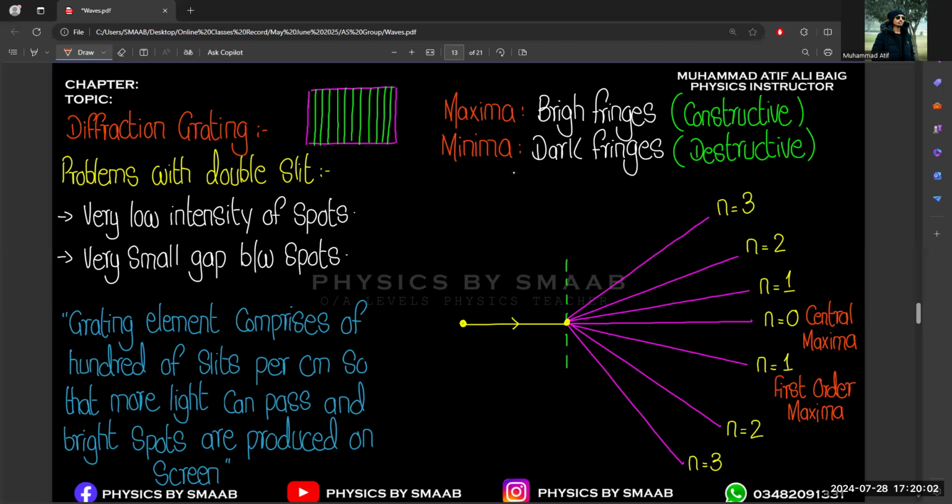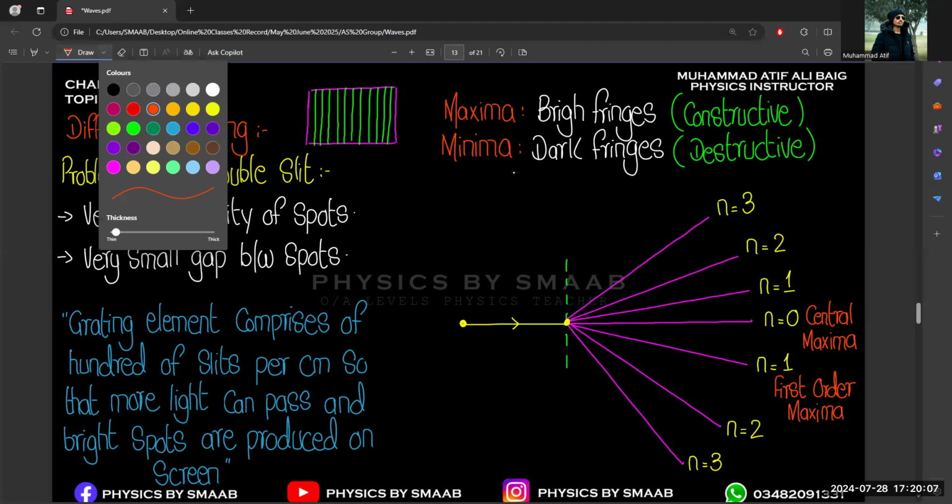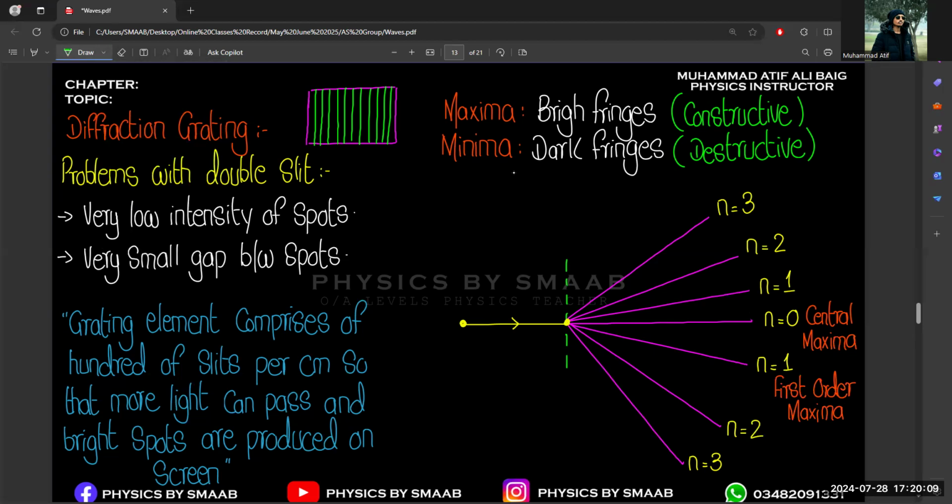And there is a gap between these maxima, right? Let's suppose we consider any gap, like between n1 and n2, there is a gap. So this gap represents minima. It means destructive interference, dark fringes. In the same way between n0, n1, n2, n3, this is also minima. In the same way on the other side, you will get minima also. This is minima. This is minima.